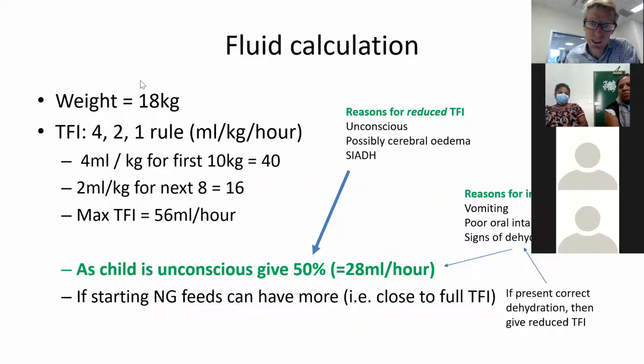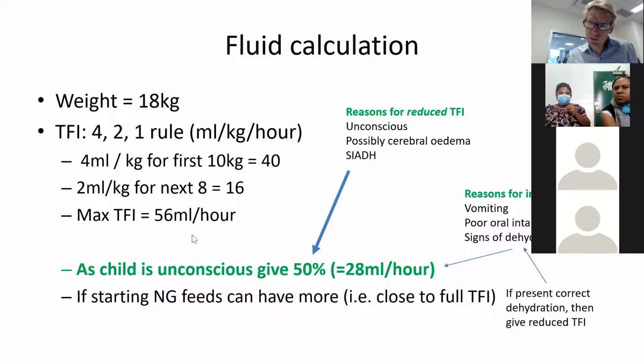In terms of the fluid calculation, I'll just go through it. The girl I mentioned at the start was 7 years old and 18 kilos. We can work out how much fluid she needs per hour using the 4-2-1 rule, which is the maintenance fluid requirement. So 4 mils per kilo for the first 10 kilos, that's 40 mils. Then 2 mils per kilo for the next 8, because she's 18 kilos, so that's 16 mils. The total fluid she should receive is 56 mils an hour.